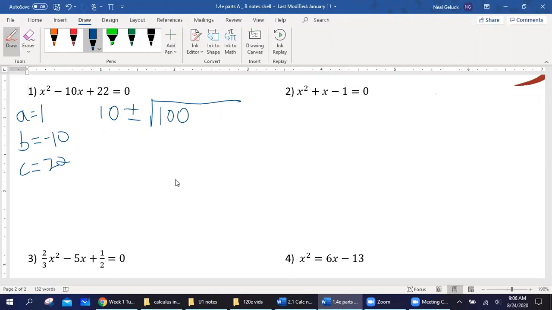minus 4ac. I'm just going to do this off to the side here. Minus 4ac. So that would be negative 4 times 1 times 22, which is negative 88, all over 2a. So 2 times 1, 2. From here, it's a matter of simplifying, and this is why we practice doing these kind of problems in previous lessons.